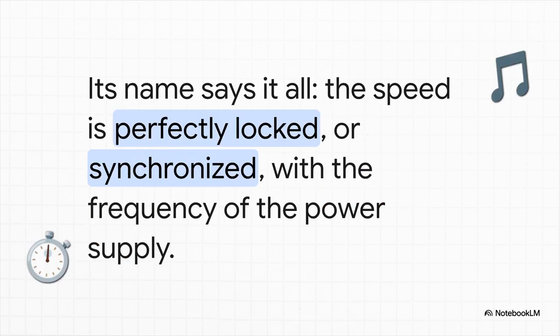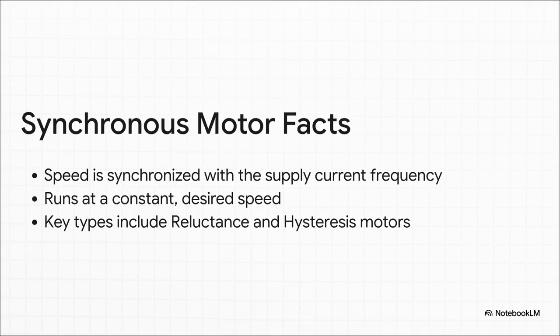Okay, now for the other big AC motor, which is a total specialist, the synchronous motor. And as the name kind of gives away, this one is all about perfect timing. So unlike its asynchronous cousin, this motor's speed is perfectly locked, or synchronized, with the frequency of the power it's getting. This makes it absolutely perfect for anything where you need a precise, constant speed. Think old-school clocks, timers, or even high-end record players.